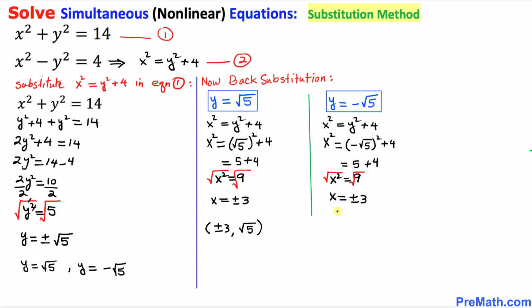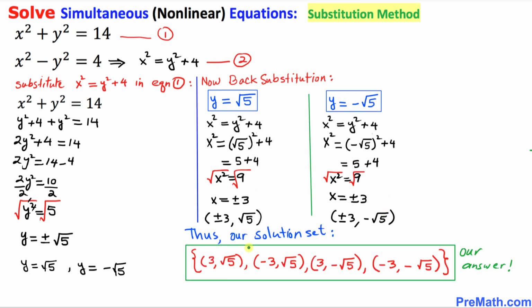So thus our solution set for this y value is x positive or negative 3, and y value is negative square root of 5. Once again, this is our x value and this is our y value. And thus here is our solution set with 4 ordered pairs, once we separated these x values along positive and negative signs, and that is our final answer.